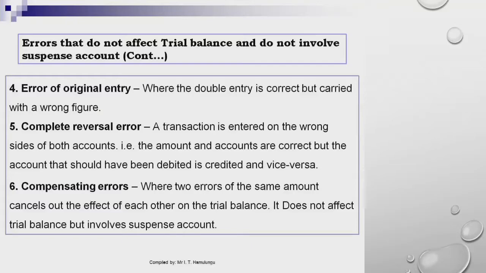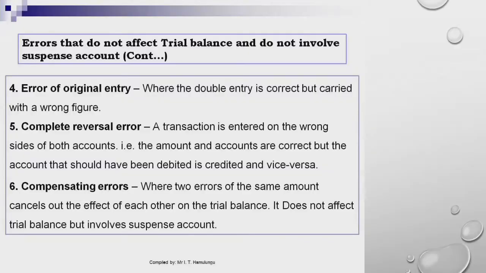Complete reversal error. A transaction is entered on the wrong side of both accounts. The amount and the accounts are correct, but the account that should have been debited is credited, and vice versa. Let's say, for example, you paid electricity in cash. Electricity is an expense, supposed to be on the debit side, and cash is an asset which is decreasing because you made payment, supposed to be recorded on the credit side. So then you swap them. Expenses, water and electricity, with the same amount, you record it on the credit side, and then cash on the debit side. It's still going to agree because it's the same figure.